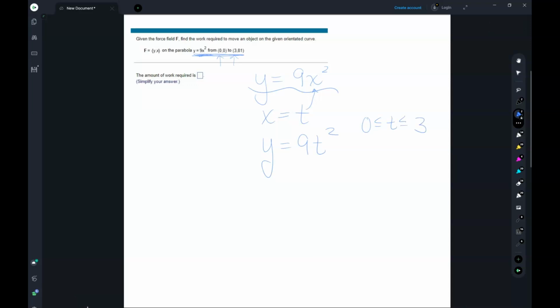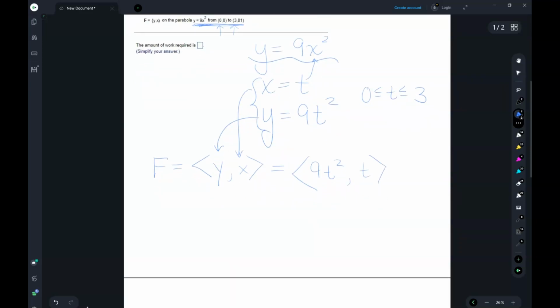We also need to write F, our force field, in terms of t, and we now have representations for both x and y in terms of t. So we've got to go into this force field, which is represented by the components y comma x, and we're going to replace them with what they are in terms of t on this particular curve. So the same force field, but written in terms of t, is going to have components 9t squared and t.